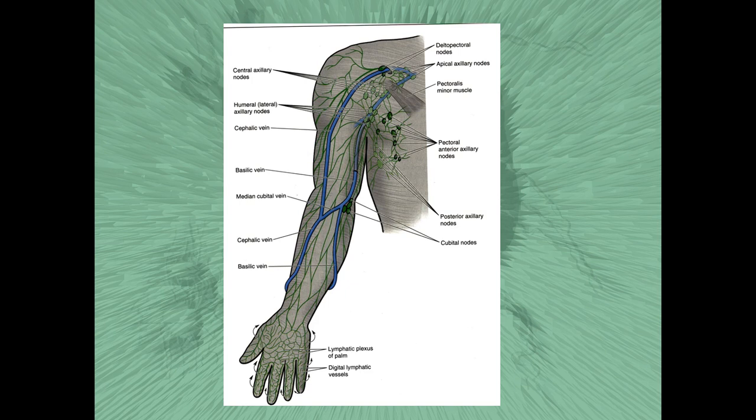corresponding to the walls of the axillary cavity. What are the groups here? Pectoral group of the lymphatic nodes, then the humeral group, subscapular group, central group, and apical group of the lymphatic nodes. Then from these apical axillary lymphatic nodes, lymph drains into the subclavian trunk, and then depending on the side into the right lymphatic duct or into the thoracic duct.